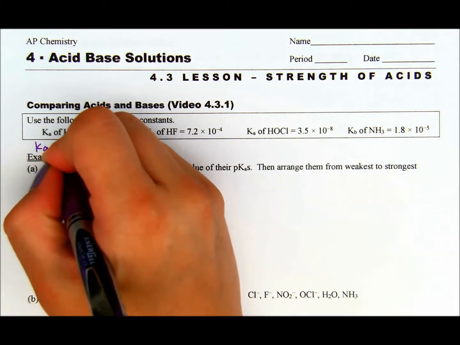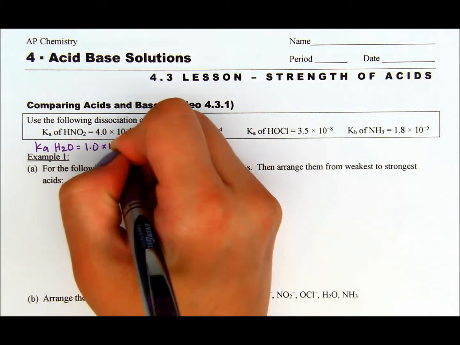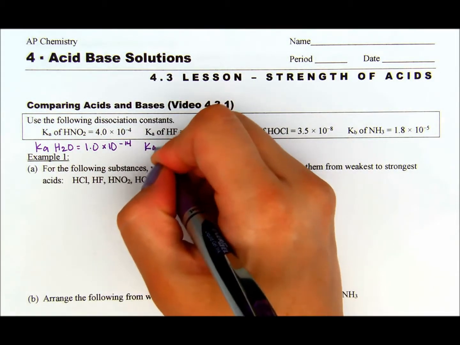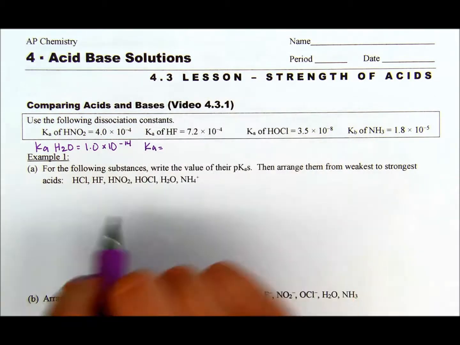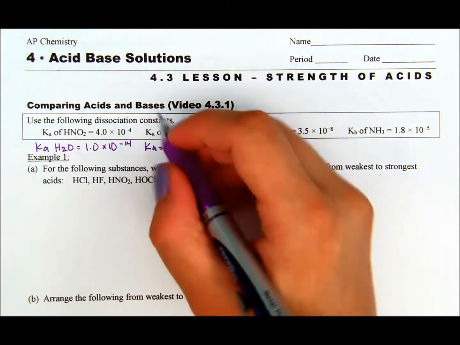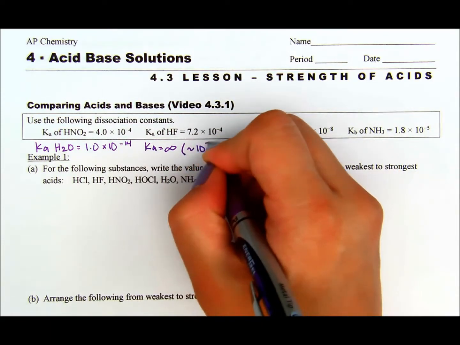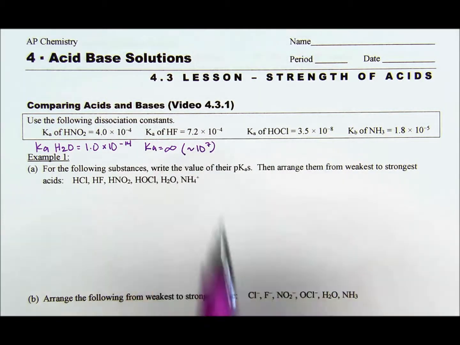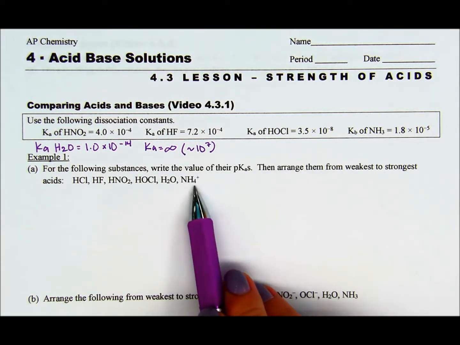The Ka of H2O equals 1.0 times 10 to the negative 14. The Ka of HCl, hydrochloric acid, is just huge. It's about infinite, because it is a strong acid. In reality, it's about 10 to the 7th, but it's infinity, really, because it breaks up 100%. So we're going to use 10 to the 7th for our calculations, because of course you can't plug in infinity. We also have NH4 here.